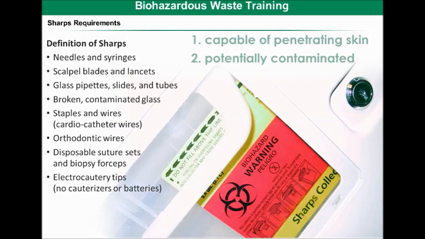Here we see some examples of items considered to be sharps if they have been contaminated, that is, used with a patient. This list is not all-inclusive. Each state has its own unique definition of a sharp, in addition to federal DOT and OSHA. Some states, for example, require unused, uncontaminated sharps to still be handled as regulated medical waste sharps.